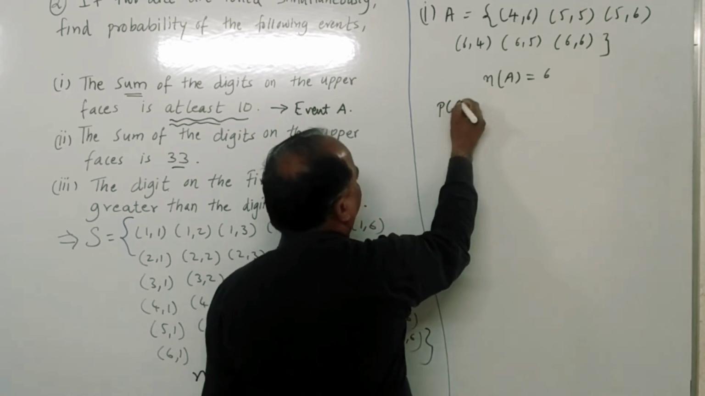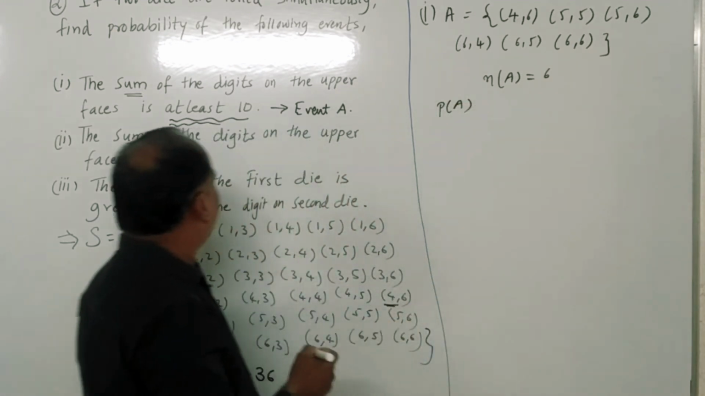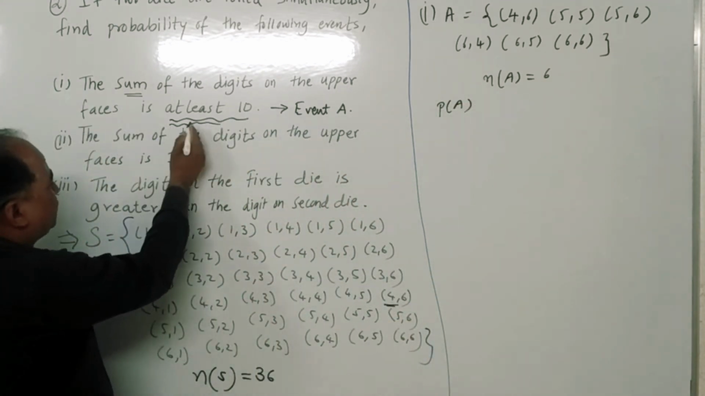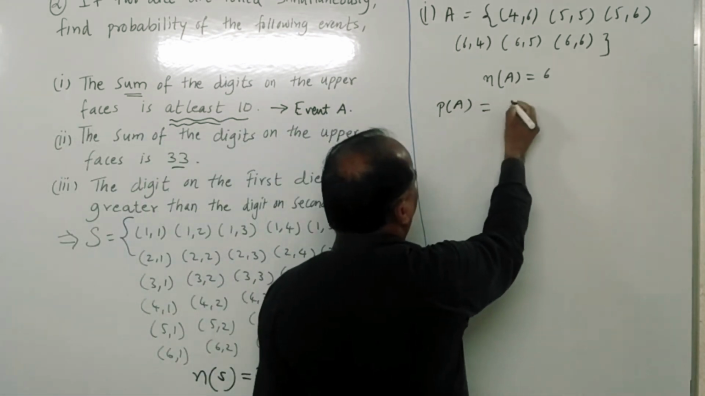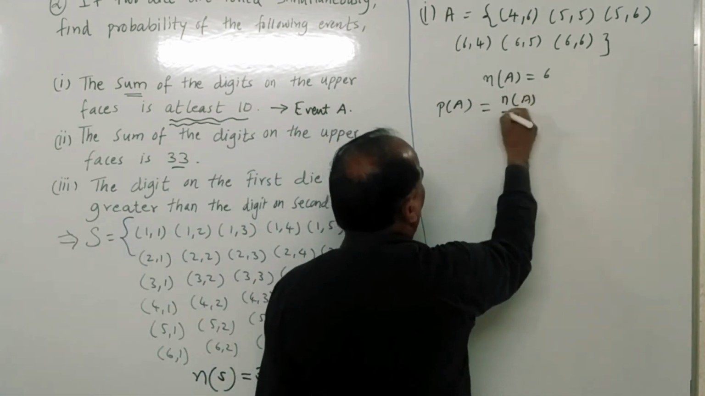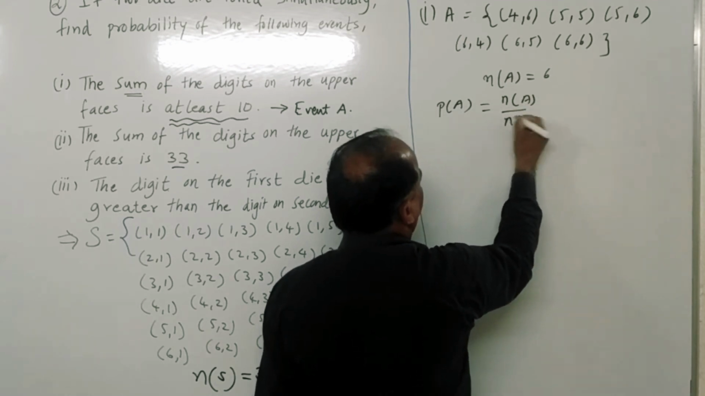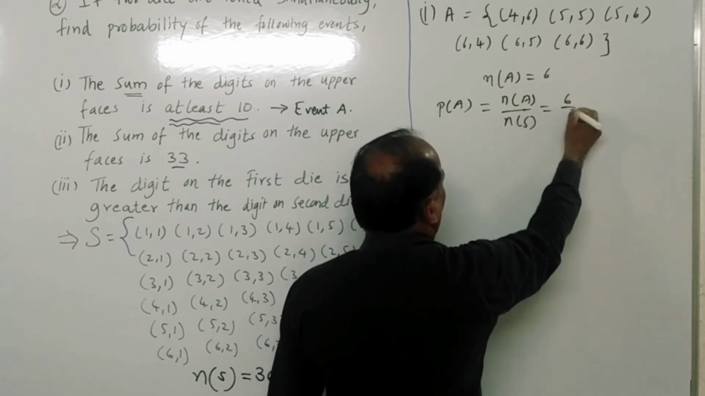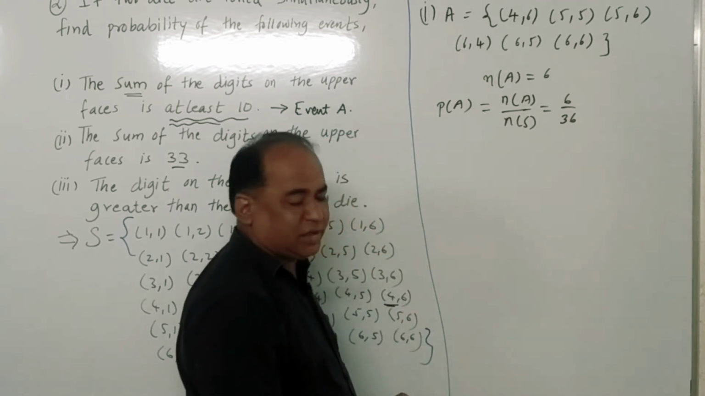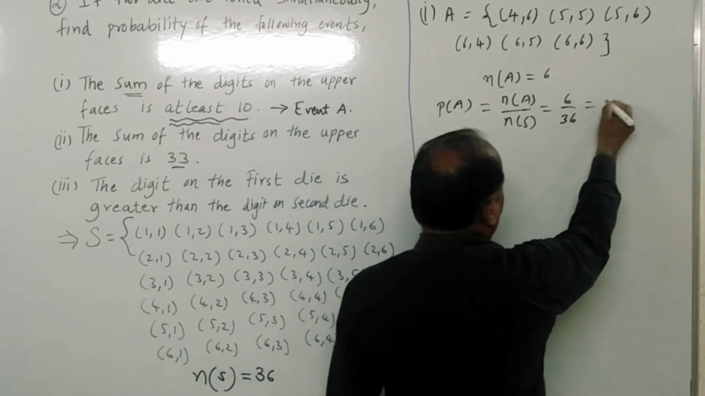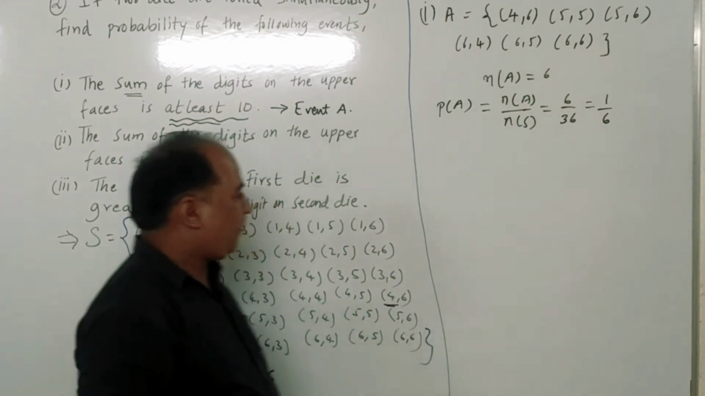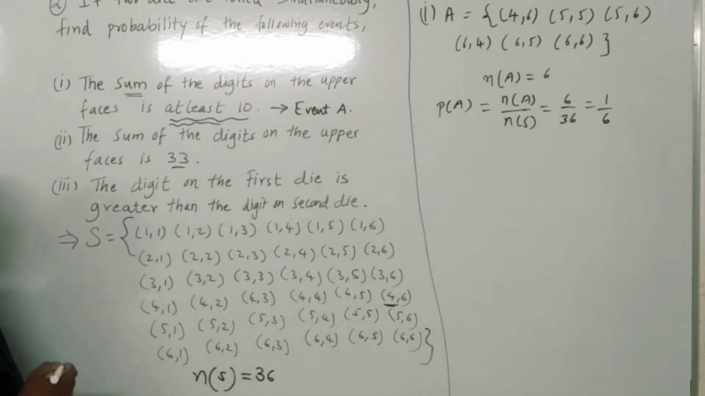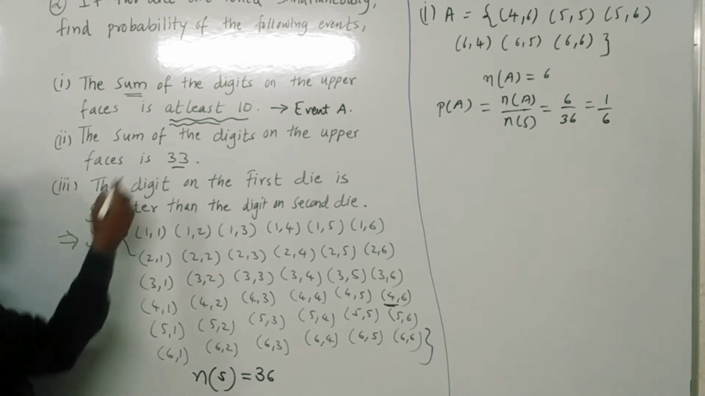So the probability that the digits on the uppermost face is at least 10 when two dice are rolled is equal to NA upon NS. The probability is 6 upon 36. So 6 upon 36 is 1 upon 6 is the probability when two dice are rolled that the sum of the uppermost faces is at least 10.